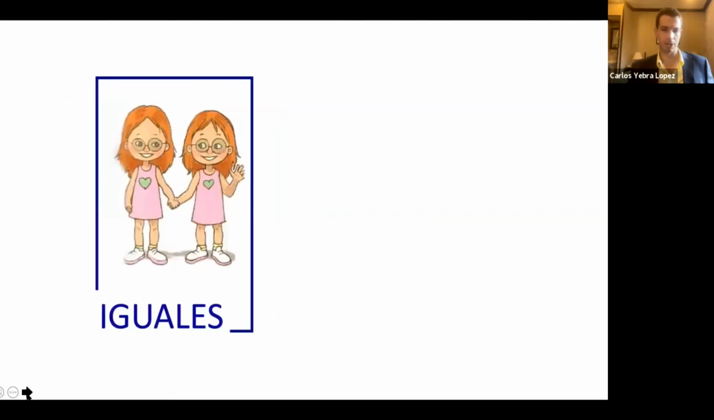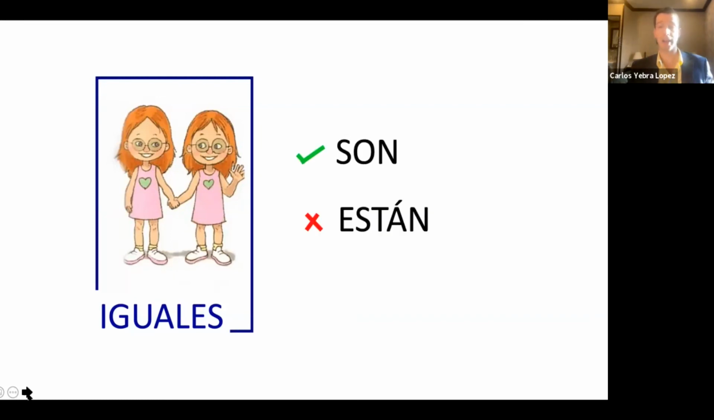What about these girls? Son iguales. Are they iguales? Are they like, for instance, twins? Are they equal? So iguales means equal. Are they actually iguales? Are they actually equal, like real twins? It looks like they actually are. So son iguales. Yeah, these people are intrinsically, genetically very, very similar. So they actually son iguales.